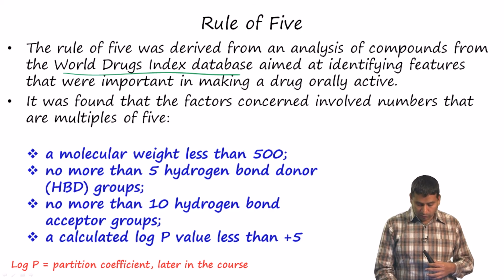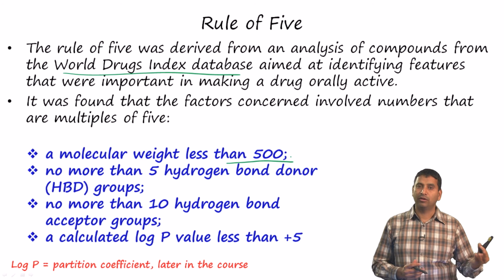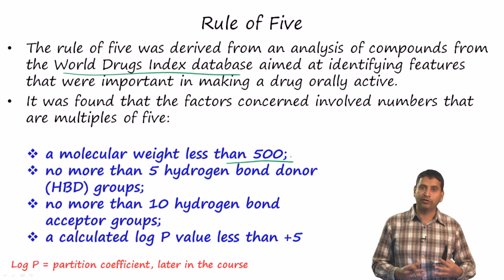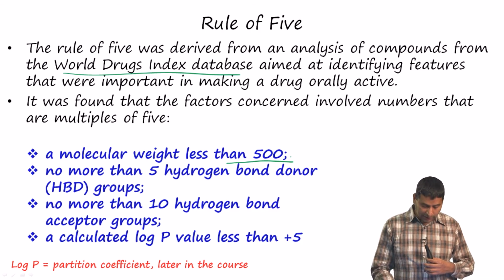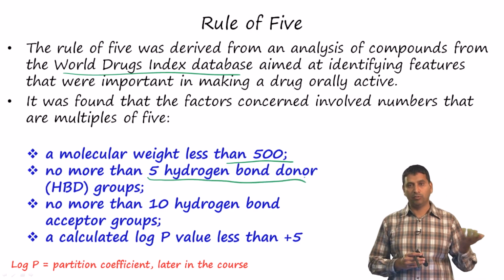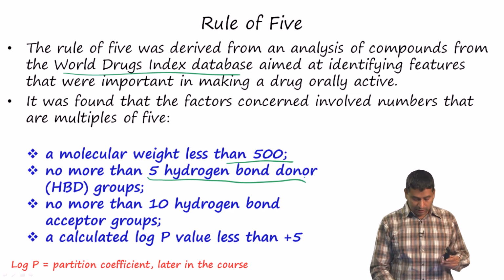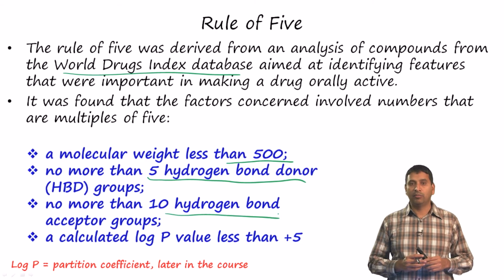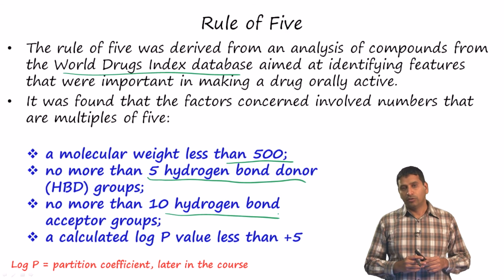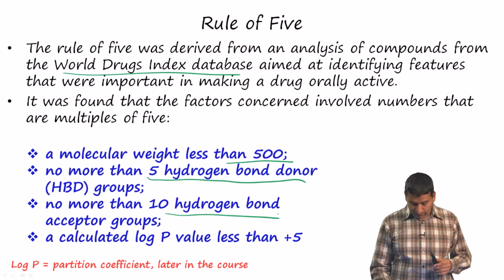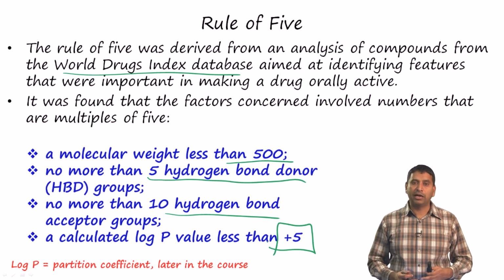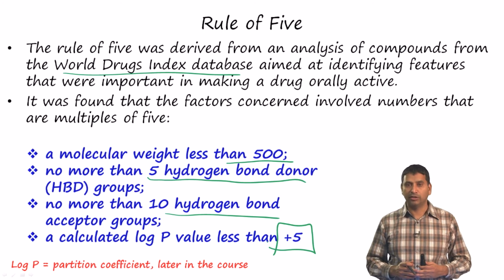One of the things was molecular weight less than 500, although we just discussed that molecular weight is not super important, but it is one of the common features of this analysis. And then not more than 5 hydrogen bond donor groups. We have already looked at in detail what hydrogen bond donor groups are. Then not more than 10 hydrogen bond acceptor groups, and there is also a calculated log p value of less than plus 5. So, keep this concept in your mind. We shall come back to log p values subsequently in the course.